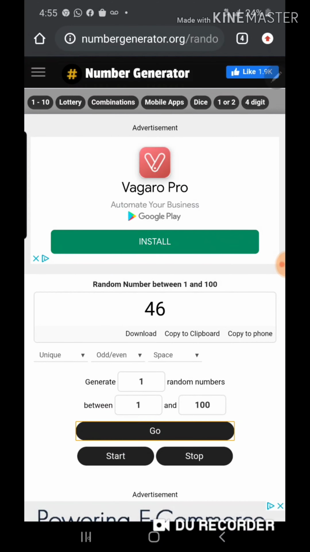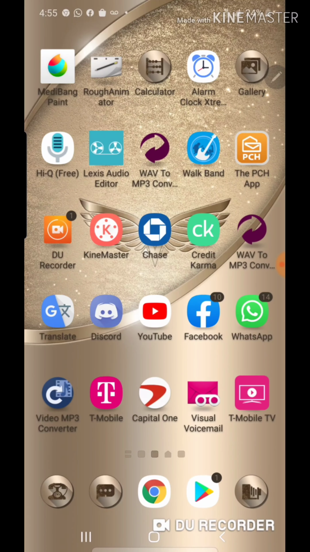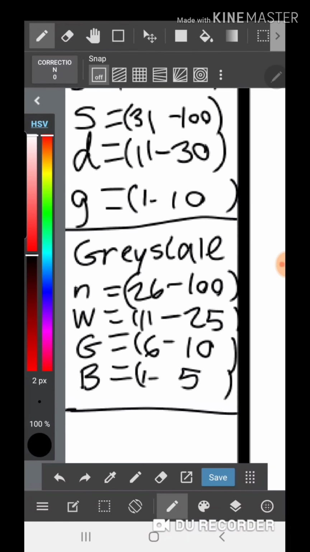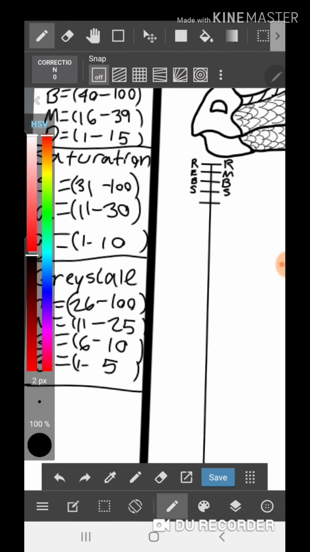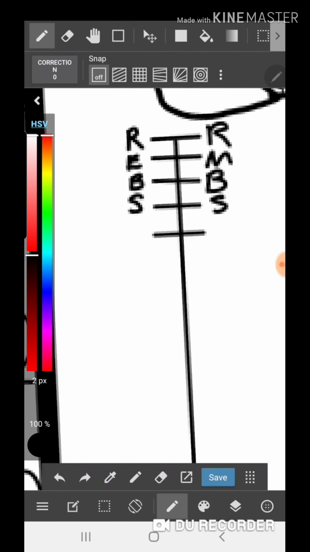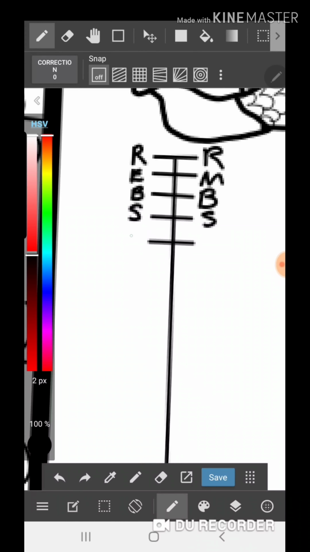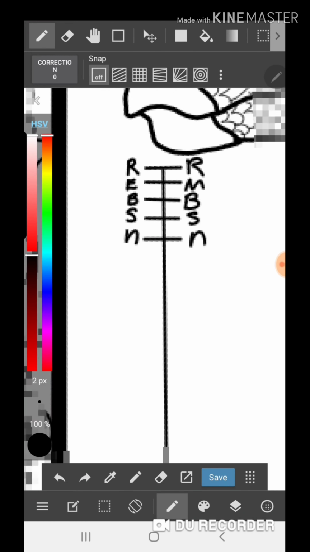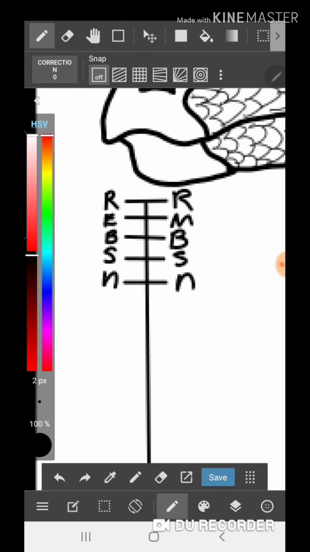30 and 46. If I'm not mistaken, that's all. And yep, 30 and 46. That is all N. So the mother dragon has inherited a lot of dominant genes, almost all of them.